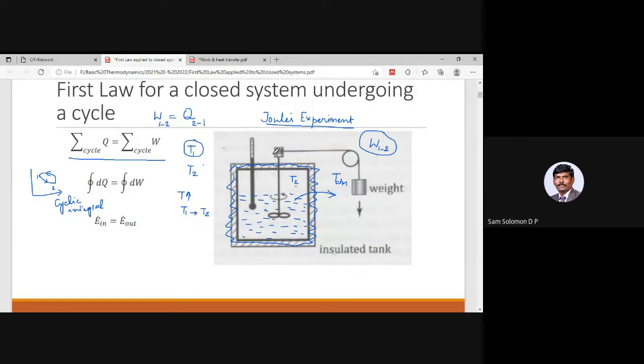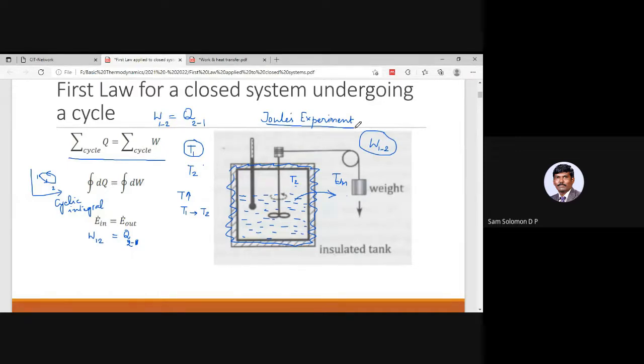So in this case, the energy input was in the form of work, so that was work input, and the energy output was in the form of heat transfer, which was heat rejection, sorry, Q2 to 1. Okay, so this is what Joule's experiment gave us: the first law. The first law tells us that the amount of work transfer is equal to the amount of heat transfer in a cycle. That is very, very important. It is not for anything and everything. Only in a cycle will your summation of work be equal to summation of heat. Summation of W will be equal to summation of Q.